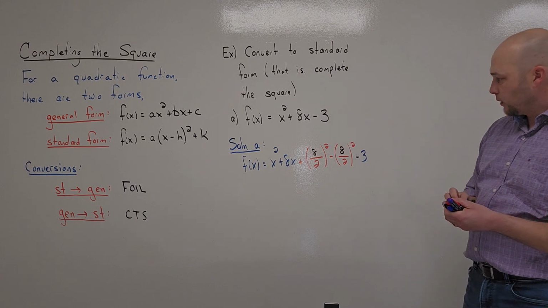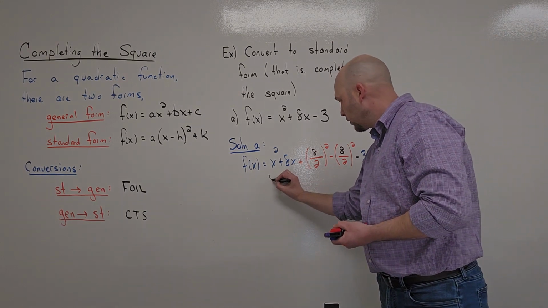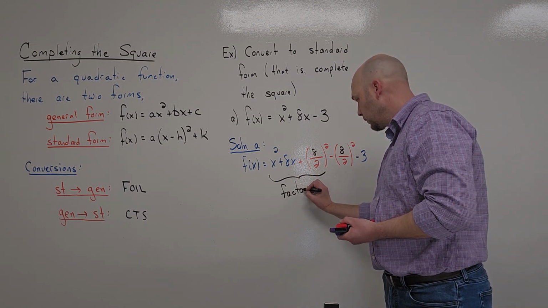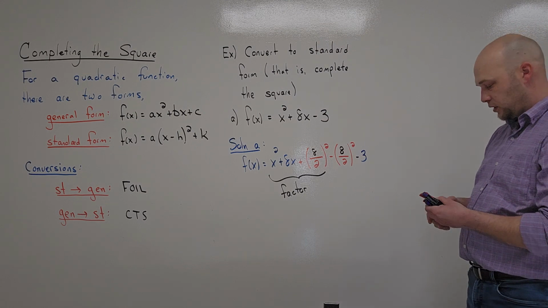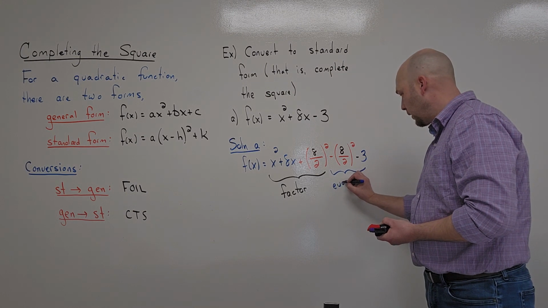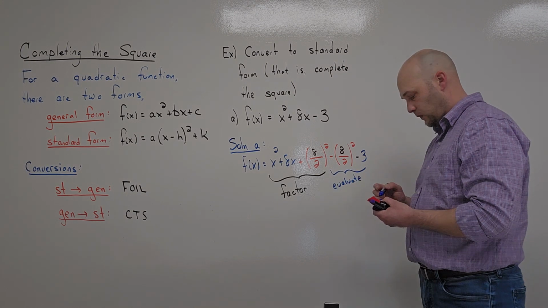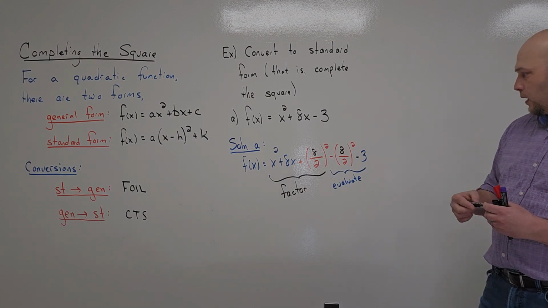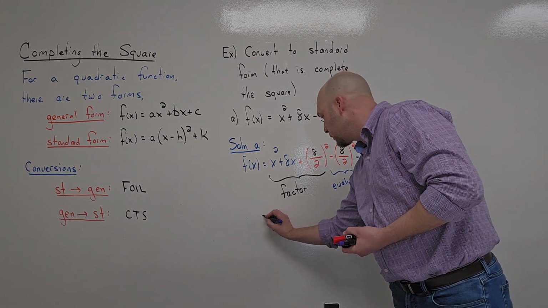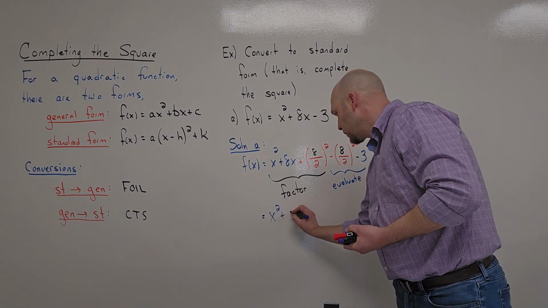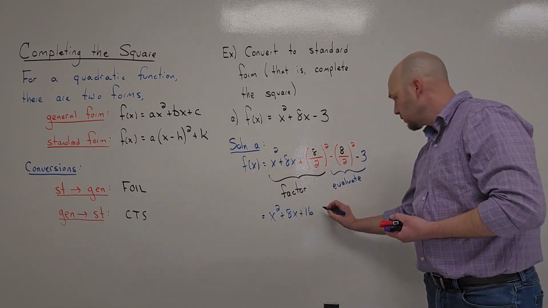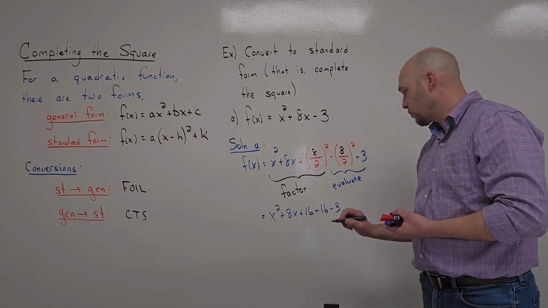All right. Then what I do is I combine the first 3 terms, and we will factor that. Then we will combine the last 2 terms, and we will evaluate. Let's see how this plays out. 8 over 2 is 4. 4 squared is 16. That gives me x squared plus 8x plus 16. This would also be 16 with a minus in front, so minus 16 minus 3.